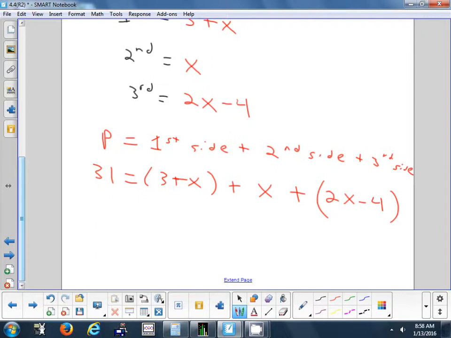Right? All right, so we get 31 equals, anyone think they can tell me what I get when I combine all my x's on the right? How many x's when I combine all those together? 4. 1x, a 1x, and a 2x. 1 plus 1 plus 2. So we get 4x, taking care of that. And what about 3 take away 4?